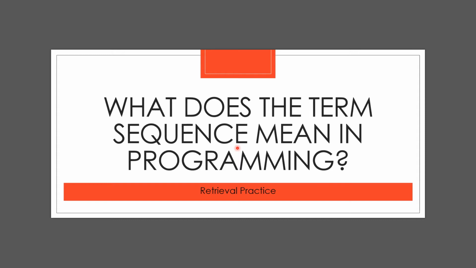Okay, so the answer is that a sequence is when you have a series of steps that need to be followed in order to achieve an outcome. Now, that doesn't just apply to programming. We also have sequences in maths, we have sequences in cooking, we have sequences in science experiments, so they happen everywhere.